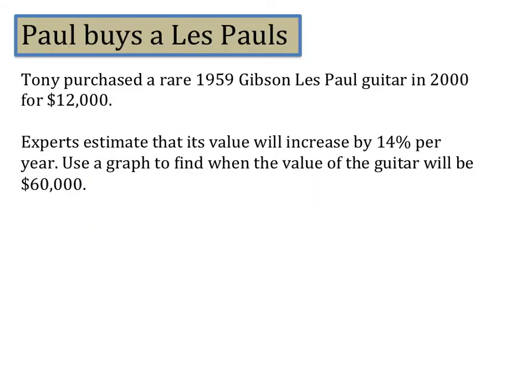So let's use that equation to determine the price of something as it increases exponentially over time. So Tony's buying a Les Paul guitar in 2000 for $1,200. So experts estimate that this value will increase by 14% per year. So we want to create an exponential growth model and then look at a graph to figure out when it's going to cost $60,000.